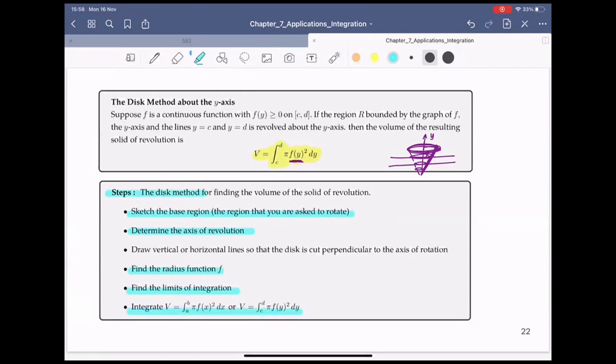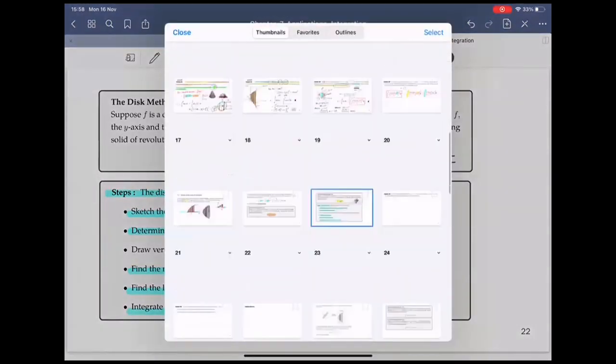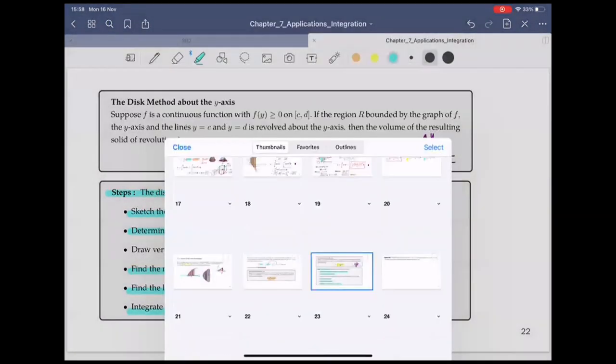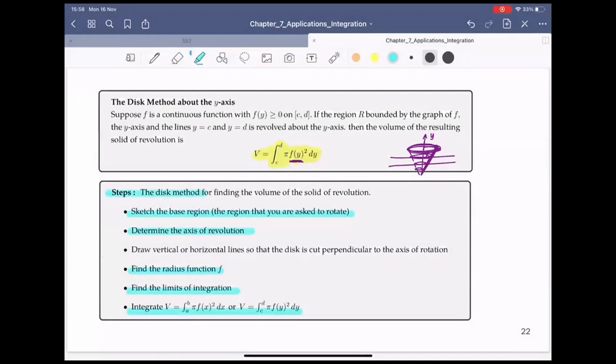Good. All right, so let's see. How many examples do we have here? Two. So we're going to look at 2 examples for today. I think it's going to be the perfect timing for today.